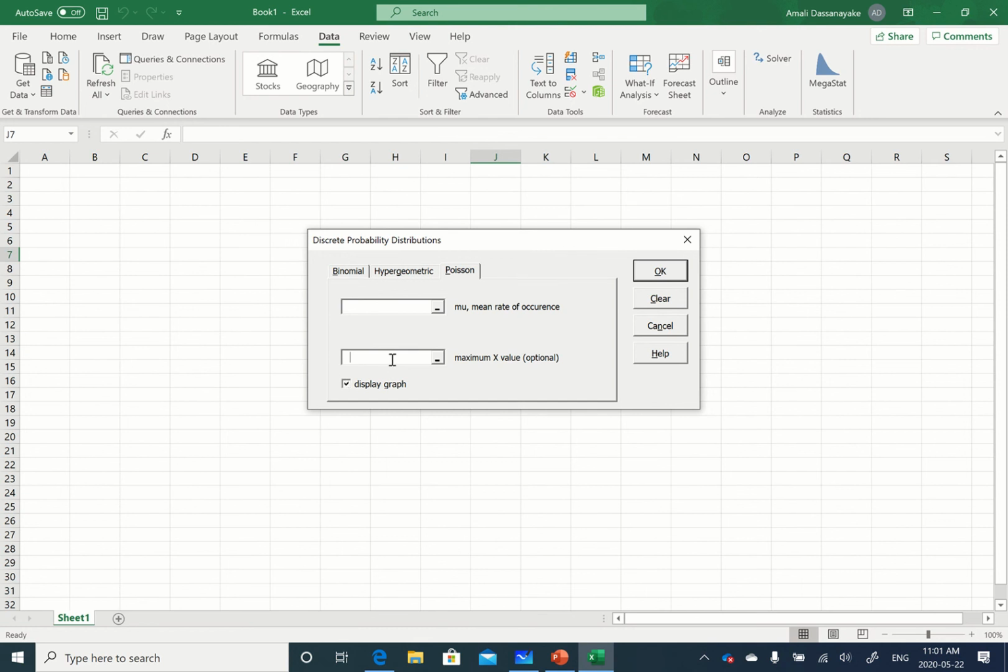Then what happens is that Excel is going to calculate the probabilities until it sees the chance of occurrence being 0. Because after the chance of occurrence is 0, there's no point of thinking about more and more possible values, right? The chance is 0. So then it's going to decide its own ending point. So that's how Megastat would work in this scenario.